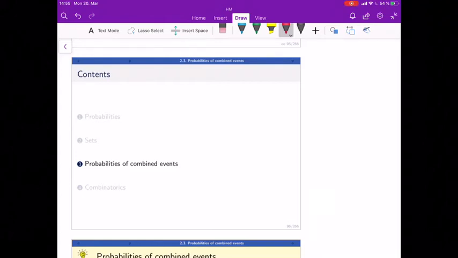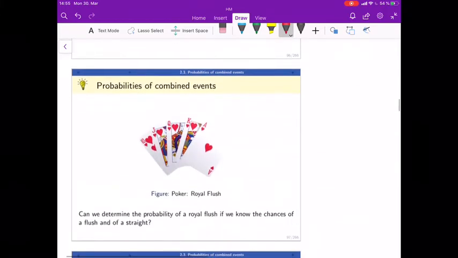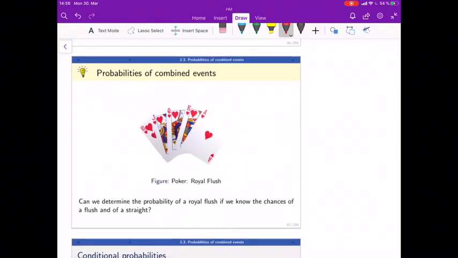Okay, let's talk about probabilities of combined events. So, just to illustrate, let's think of poker. Here you see what's called a royal flush. So, we've got 10, Jack, Queen, King, and Ace all in suit heart. And the idea is, can we determine the probability of this royal flush by putting it together?